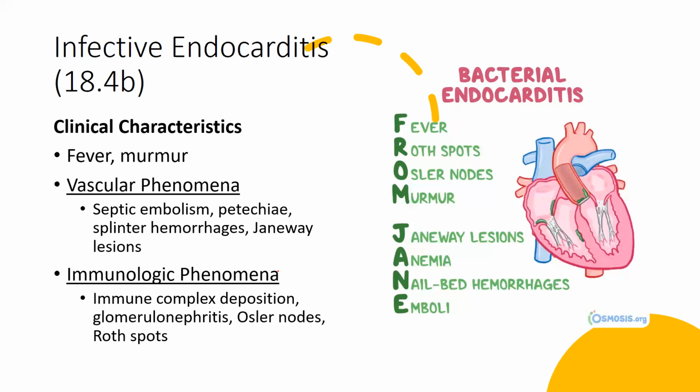And they would probably give you some characteristics here. And they'd probably also give you some rheumatic fever characteristics and try to have you get confused between the two. We're going to look at both of them. Different criteria, both have lists. So from JANE is your bacterial endocarditis clinical characteristics: fever, Roth spots, Osler nodes, murmur, Janeway lesions, anemia, nail bed hemorrhages, and emboli.